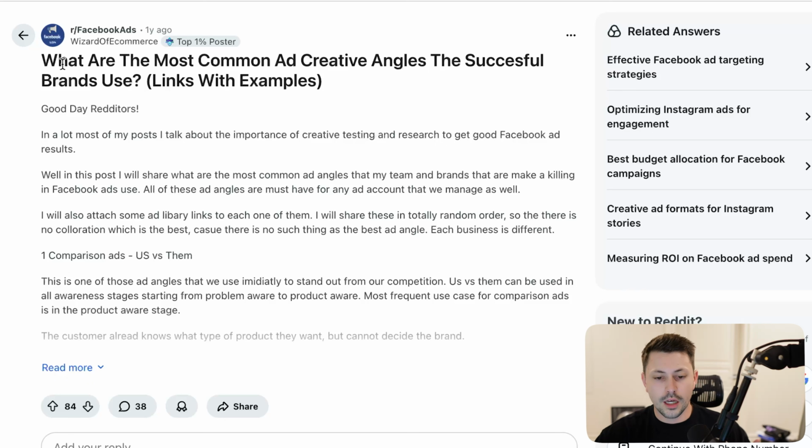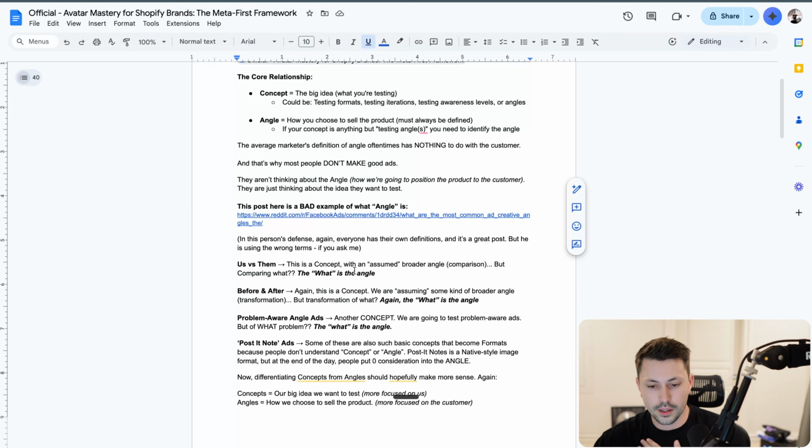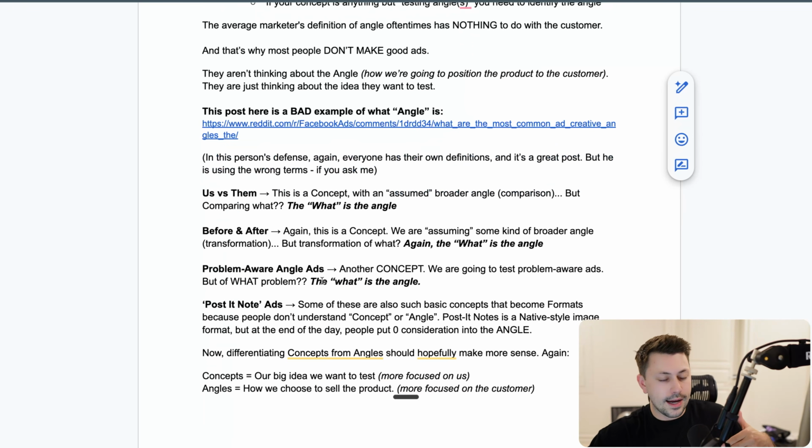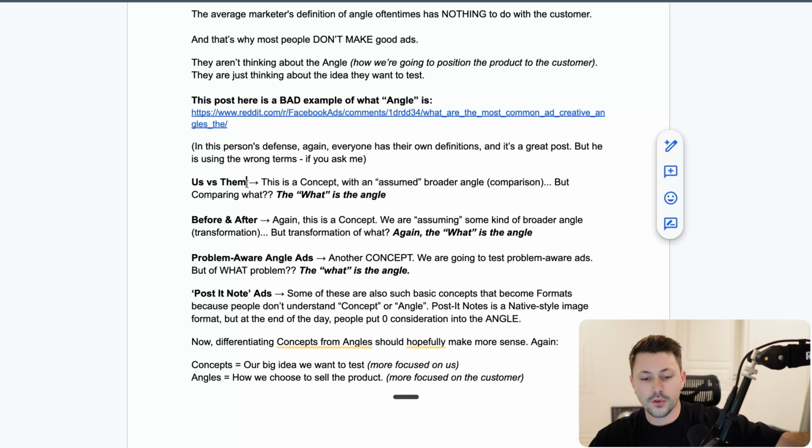But here he's saying, what are the most common ad creative angles? And if you're using my definition, which he obviously isn't, but in this instance, these are not ad angles. Us versus them comparison ads are not angles, at least if you ask me, okay? Because the angle, the actual deeper angle that we're trying to get at here. So for example, us versus them, I would define that as a concept because this is just an idea. Hey, let's test us versus them, okay? Now there is some kind of assumed broader angle, a very broad angle, like, hey, let's do a comparison ad.